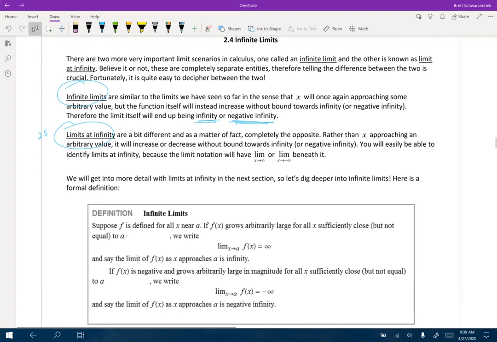So just as a preview, what does that look like? If you look here, the limit as x approaches some value, it could be 5, it could be 8, it could be pi, whatever it is, of the function. The answer is actually going to be infinity or negative infinity. That is an infinite limit.